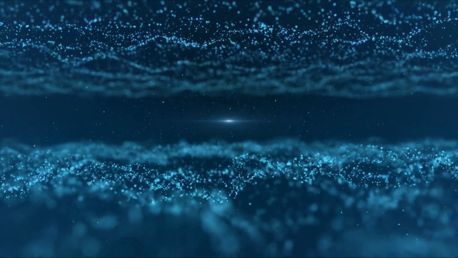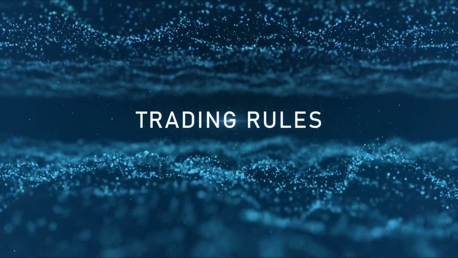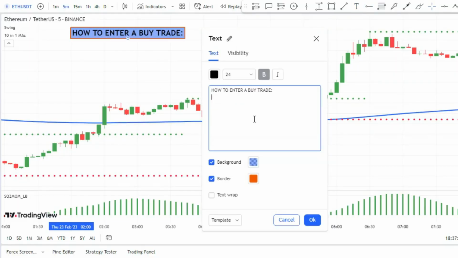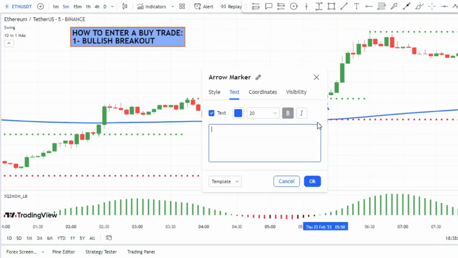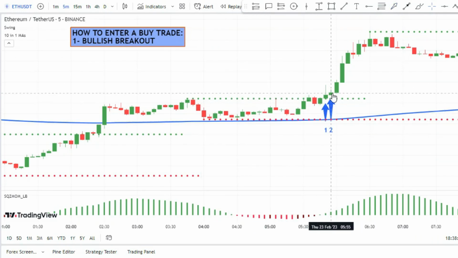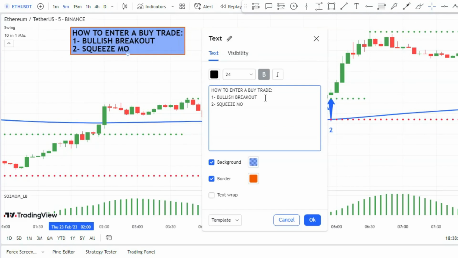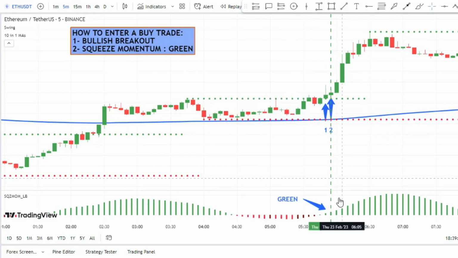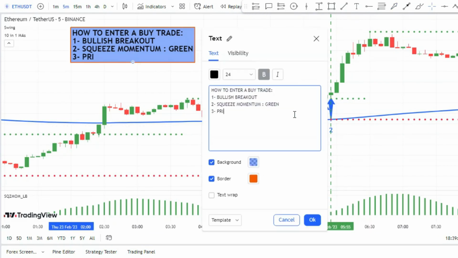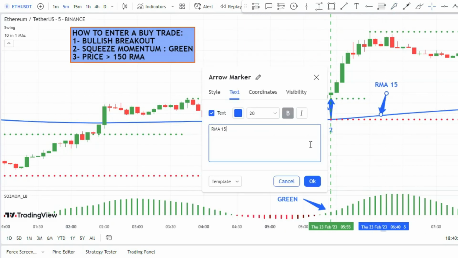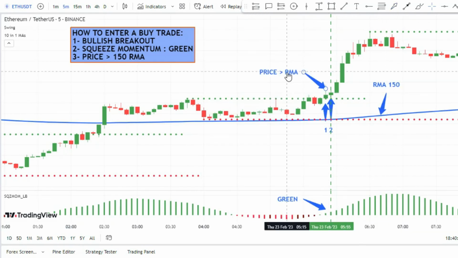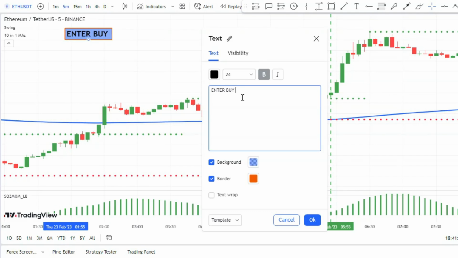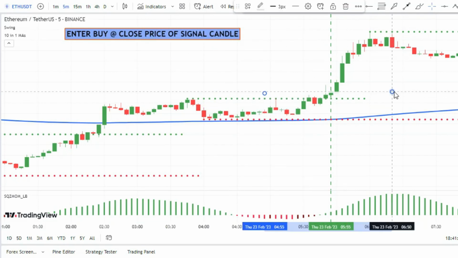The rules for entering and exiting trades in this setup are as follows. To enter a buy trade, the first condition that must be met is a bullish breakout. Once this occurs, the squeeze momentum oscillator should be checked for the first confirmation, so the histogram of this oscillator should be green. The final confirmation is then made by ensuring that the price is above the RMA 150. Once these conditions are met, the buy signal is confirmed and we can enter the buy trade at the close price of the signal candle.